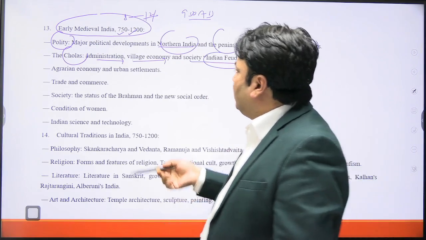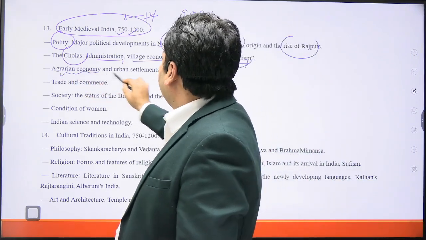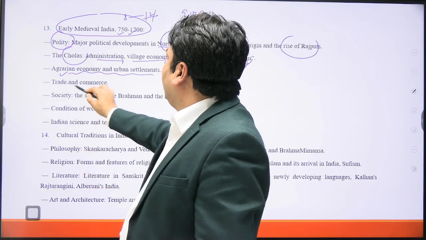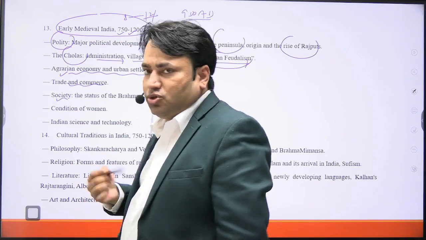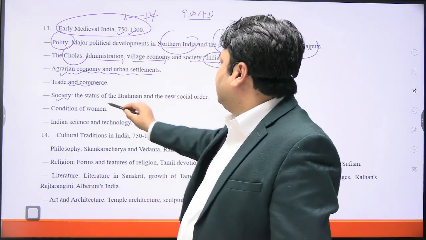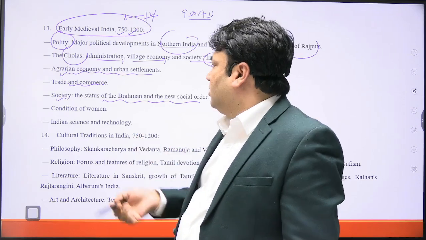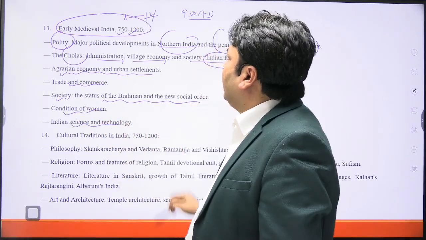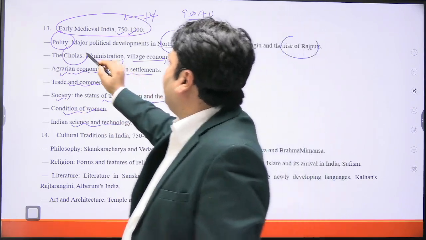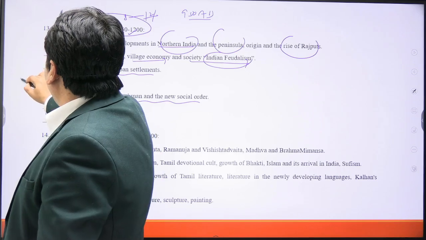We need to study about the agrarian economy. We need to study about the urban settlements, trade and commerce in the early medieval phase. We need to discuss the society in the early medieval phase, the status of Brahmana and the new social order that is seen here, the condition of women, Indian science and technology. Okay, so this is a period of almost 350 years.